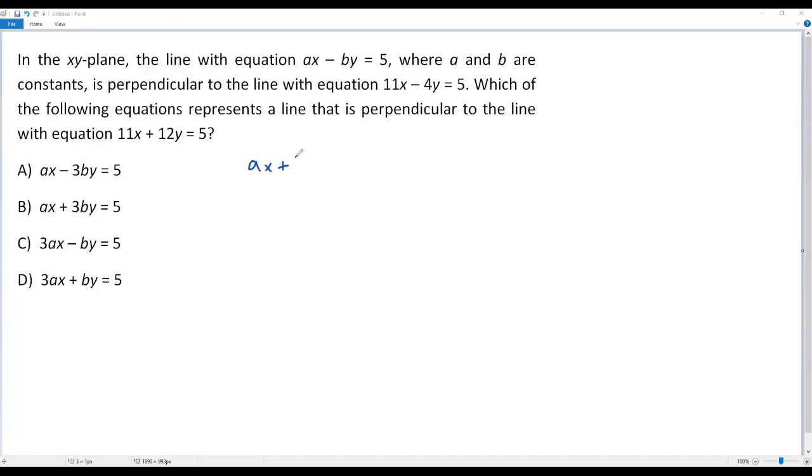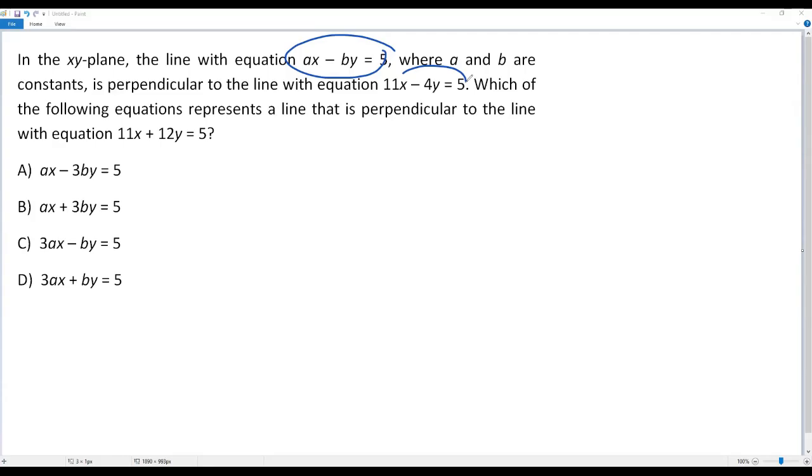That is ax + by = c. That is, we have the x term and y term on one side of the equation. The constant is on the other side of the equation. Okay, the question says this is the equation of a line which is perpendicular to this line. And now we have to get the equation of a line which is perpendicular to this line.